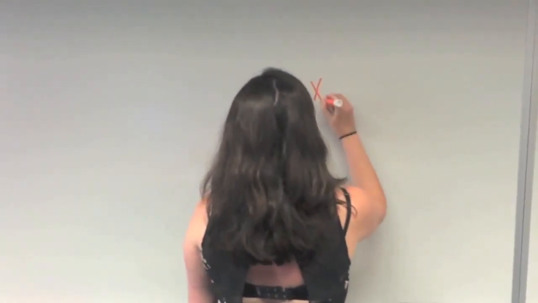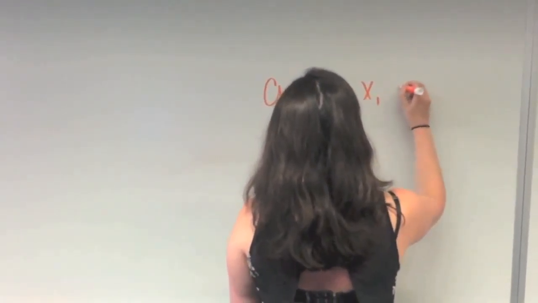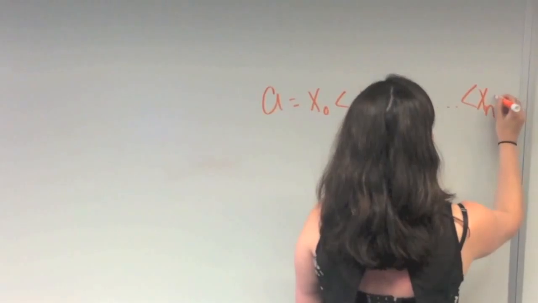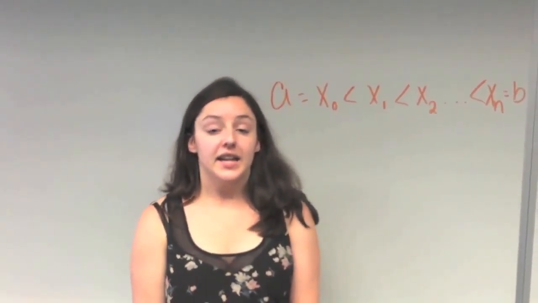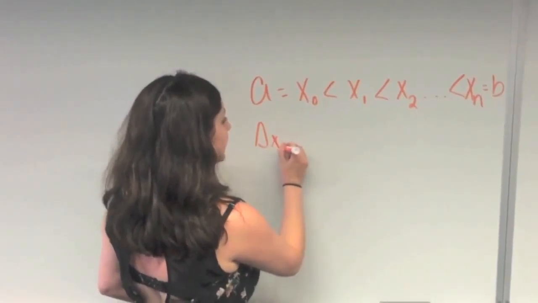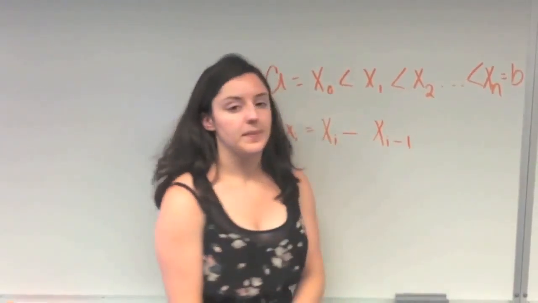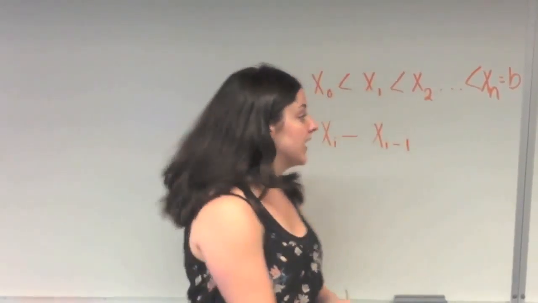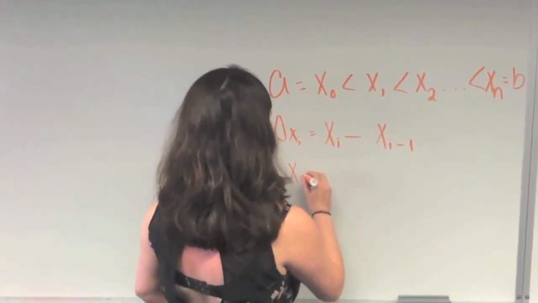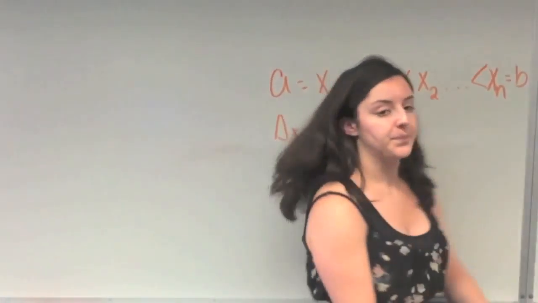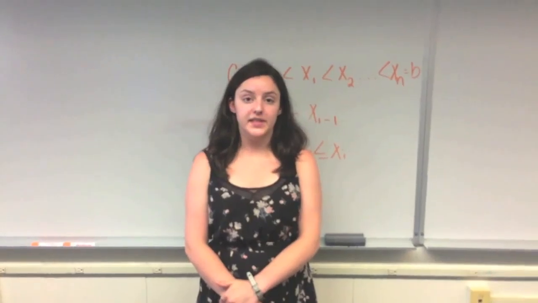Let delta be a partition that divides the interval a to b into n subintervals, determined by a equals x sub 0, which is less than x sub 1, which is less than x sub 2, and so on, until x sub n, which is equal to b. And let delta x sub i equal x sub i minus x sub i minus 1. For each i, choose c sub i such that x sub i minus 1 is less than or equal to c sub i is less than or equal to x sub i. Then, at c sub i, the force is given by f of c sub i.